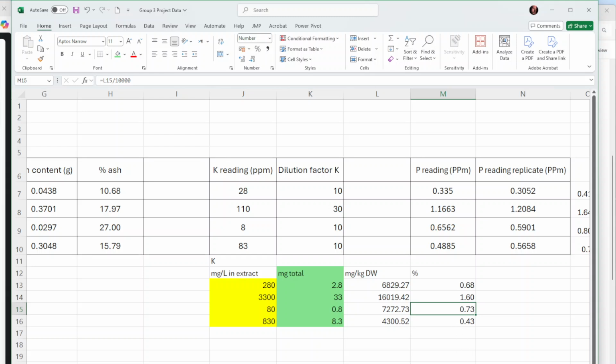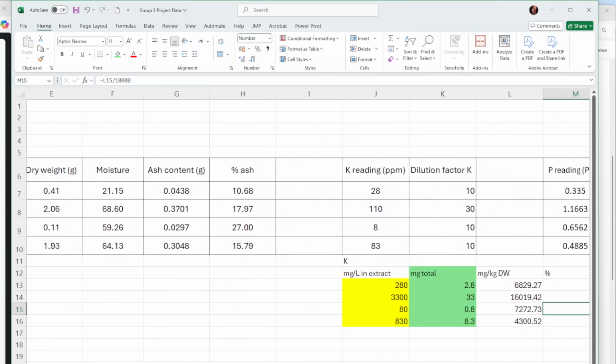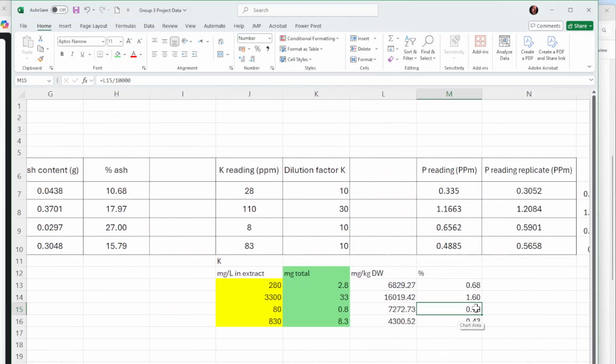And the control root, you have 0.7% of potassium in the plant material. And in the control shoot, you have 0.43%. Okay, so I will share this Excel, and I will share also this video on YouTube. You can mimic this calculation for your data, for your reports.